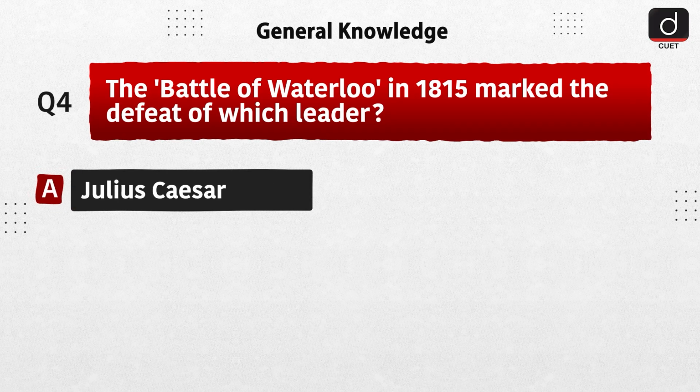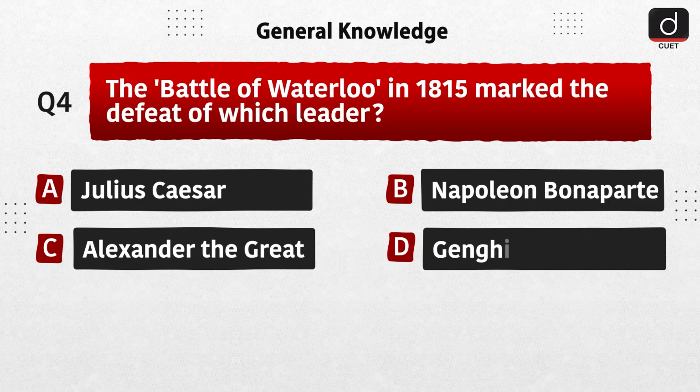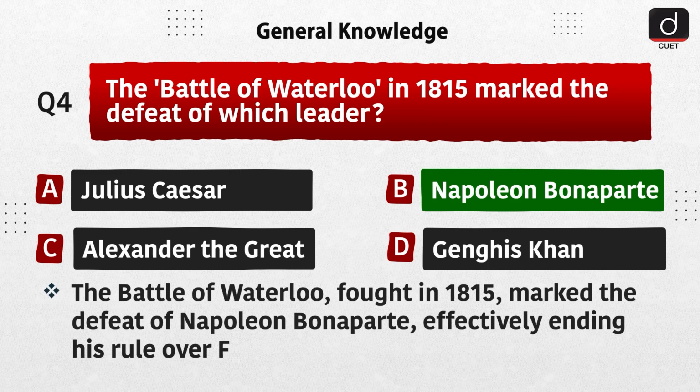Next question is, the Battle of Waterloo in 1815 marked the defeat of which leader? A. Julius Caesar, B. Napoleon Bonaparte, C. Alexander the Great, D. Genghis Khan. The correct answer is option B, Napoleon Bonaparte. The Battle of Waterloo, fought in 1815, marked the defeat of Napoleon Bonaparte, effectively ending his rule over France.